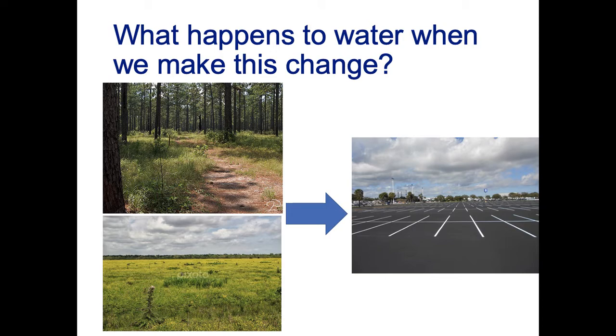I want you to look at these pictures. On the left, we have a forest and a grassland. I want you to imagine that a big storm system with a lot of rain comes through and dumps several inches of rain on this forest and grassland. What happens to the water? Now imagine if we took these ecosystems and converted them into a parking lot. If we had the same rainstorm, what happens to the water?